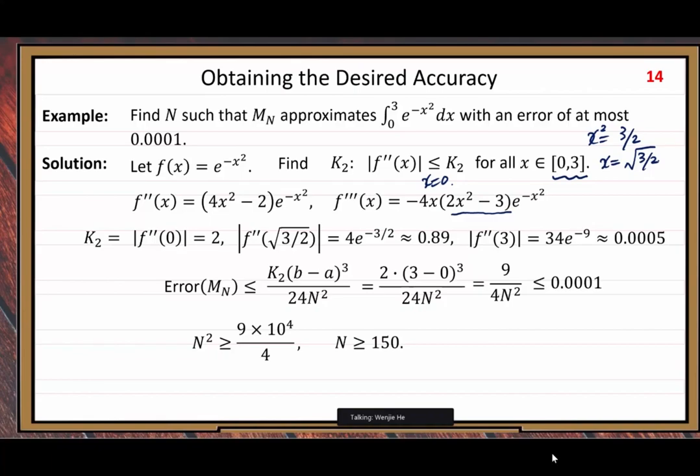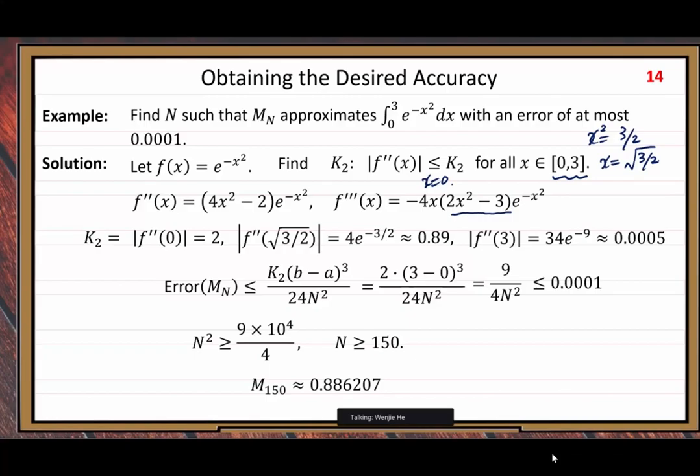So when n equals 150, we can make the error estimate less than or equal to 0.0001. This controls the precision of the estimate.